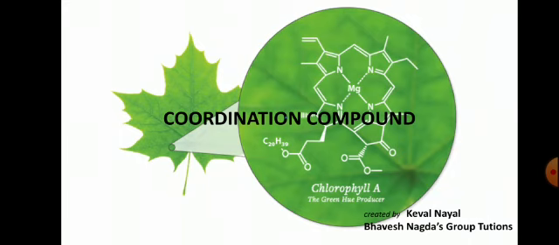The green pigment chlorophyll is present in chloroplast. This pigment converts carbon dioxide and water to oxygen and glucose using sunlight. Do you know all these essential compounds are nothing but coordination compounds?